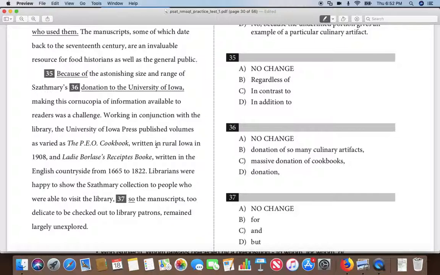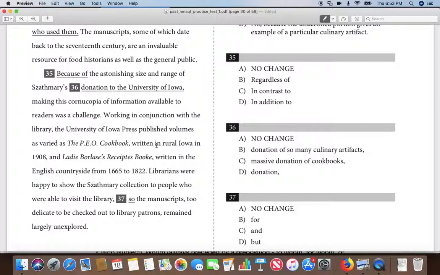Okay. So I want you to read the first half of the sentence without the transition word, and then read the second half of the sentence as it is, and we'll see if we can figure out the relationship between those two ideas. The astonishing size and range of the donation to the University of Iowa, making this cornucopia of information available to the readers was a challenge. What is the relationship between those two ideas? It's cause and effect. Because it was so big, making that information available to readers was a challenge. Does that make sense? Yes.